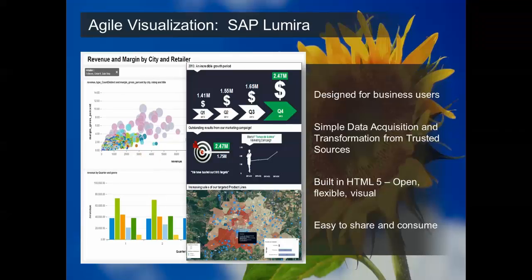Over here you see a screenshot of SAP Lumira, which is a self-service tool to do agile visualization, specifically focused on business users and data analysts. It has a live, direct connection to the SAP HANA system, but it can also connect to a universe, to other databases, or to Excel sheets, and one can combine those.